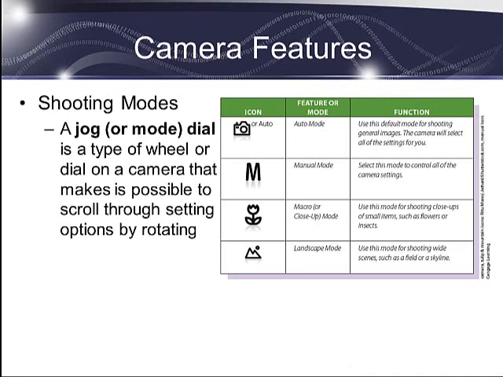A jog or mode dial is a type of wheel or dial on a camera that makes it possible to scroll through setting options by rotating. Usually you have auto mode, manual mode, macro or close-up mode, and landscape mode.